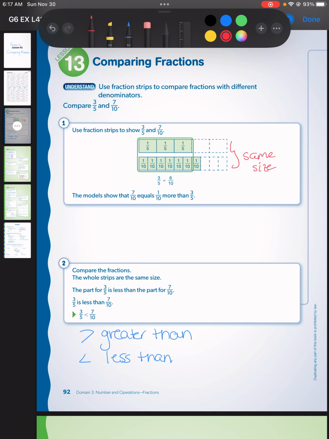As you do this lesson, it might be helpful to remind children about your signs for comparing and just write on the board somewhere on the side so that they remember the greater than and less than symbol.